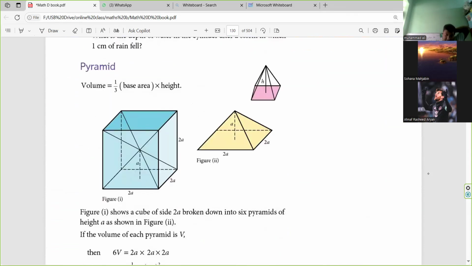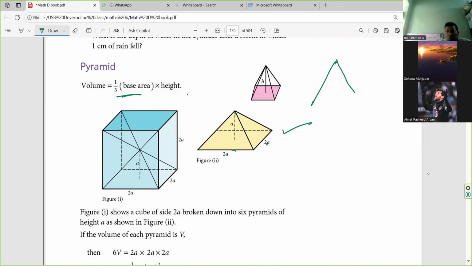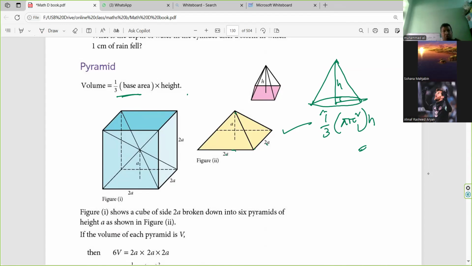And pyramid. The pyramid formula is 1 by 3 times base area times height. Like this is also a pyramid. Its base area is a square. So 1 by 3, the square area is 2a into 2a, and the height is here a. Okay. Like this, a cone is also a pyramid. The base area is a circle, pi r square, and the height is h. So 1 by 3 pi r square h is the volume of a cone. Okay. So you just use the formula for a pyramid.